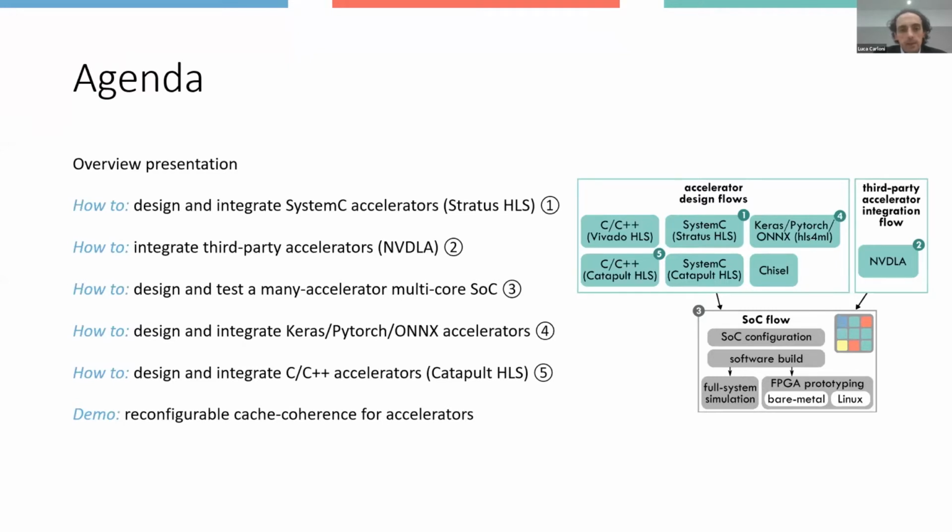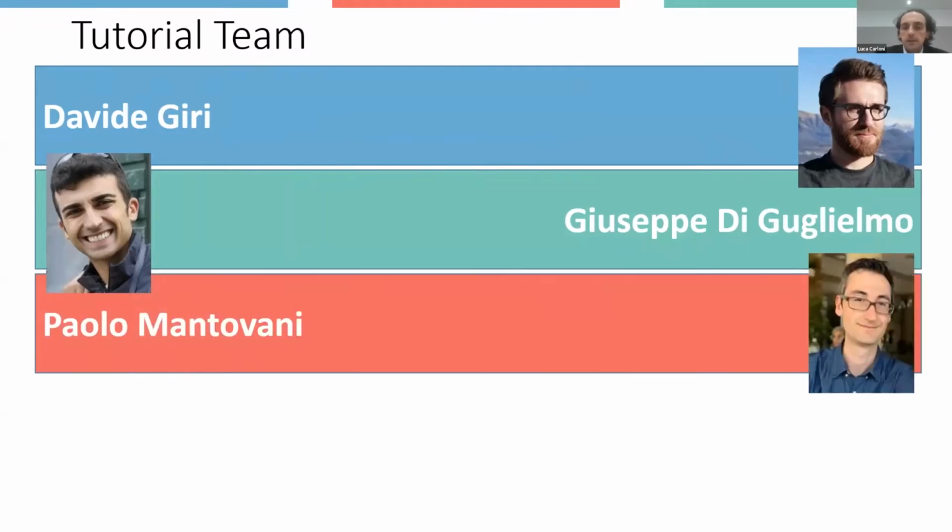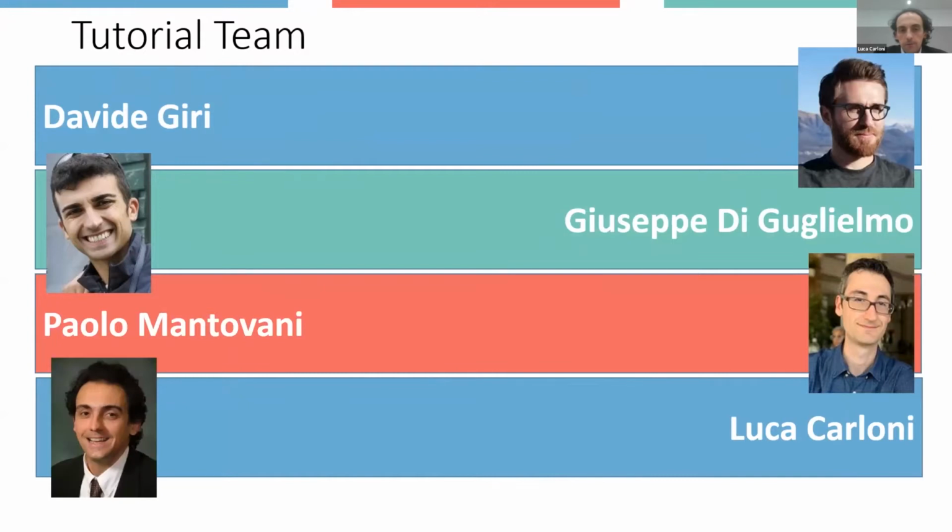The team consists of myself and in particular Davide Giri, who is a PhD student at Columbia University, Giuseppe Di Guglielmo, who is an associate research scientist at Columbia University, and Paolo Mantovani, who is an associate research scientist at Columbia University.